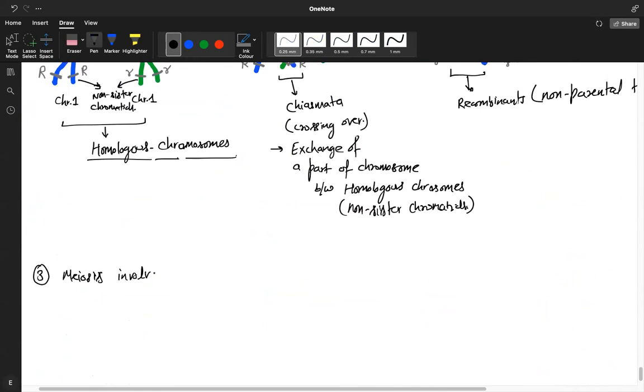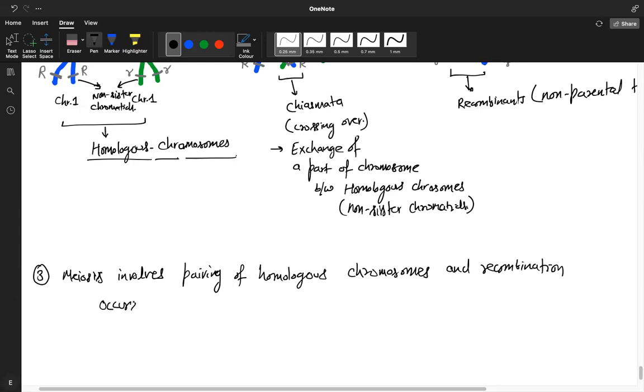If not, then write down: meiosis involves pairing of homologous chromosomes and recombination occurs between non-sister chromatids. Okay.